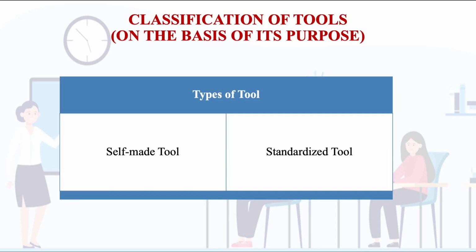So far as classification of tools is concerned, earlier we discussed it on the basis of norm of reference. It is of two types, norm reference evaluation and criterion reference evaluation. Further, on the basis of function of the tool, it is of 4 types: placement evaluation, formative evaluation, diagnostic evaluation, and summative evaluation. Now in this lesson we will discuss on the basis of purpose. The tools are of 2 types, self-made tool and standardized tool.